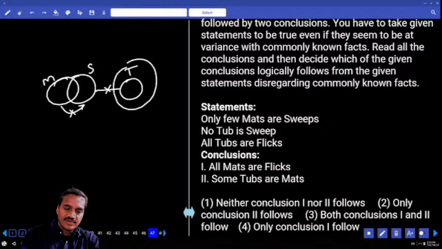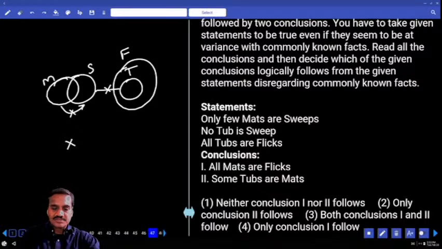All tubs are flick. All these tubs are flick, and all mats are flick, that is false. Some tubs are mat, some tubs are mat is also false. Hence neither one nor two. Choice 1, question number 47.